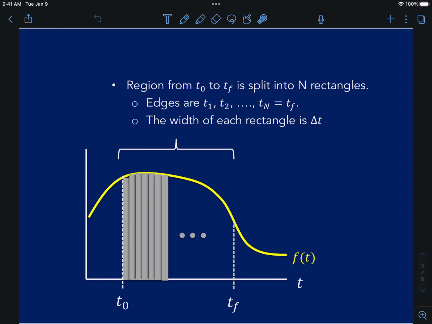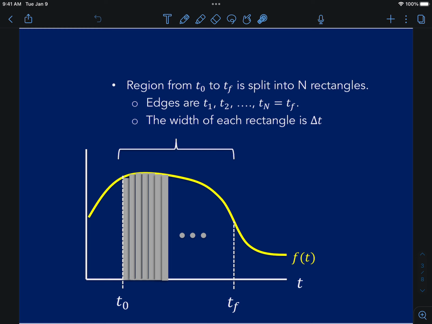And so we're going to take this region that goes from t0 to tf, and we're going to split it into these n rectangles. And so the edges here are going to be t1, t2, t3, t4, all the way through tn. So tn is going to be the final edge, and that's going to correspond to tf, right? And the width of each rectangle is going to be some tiny amount of time, delta t. So this width over here is going to be delta t.